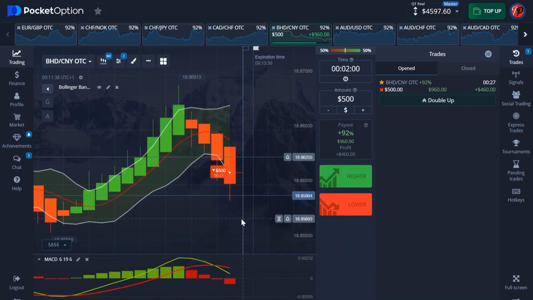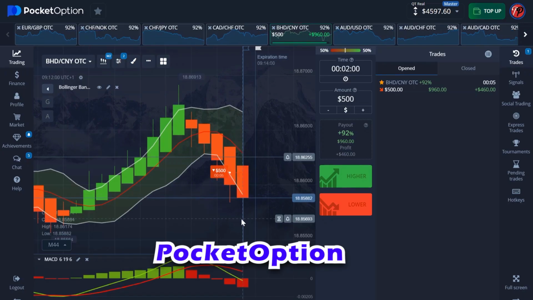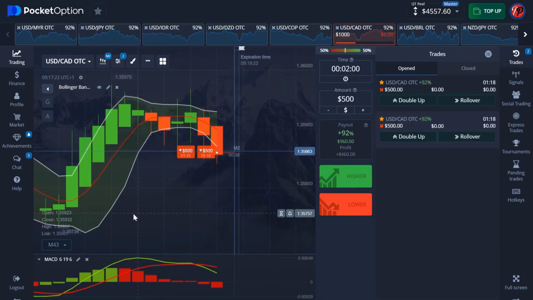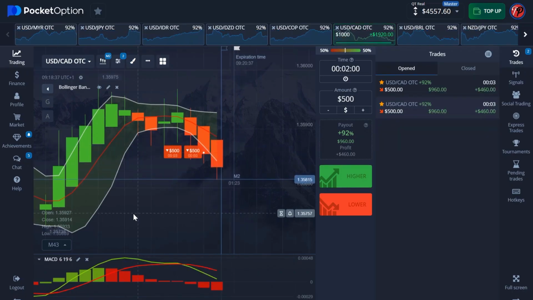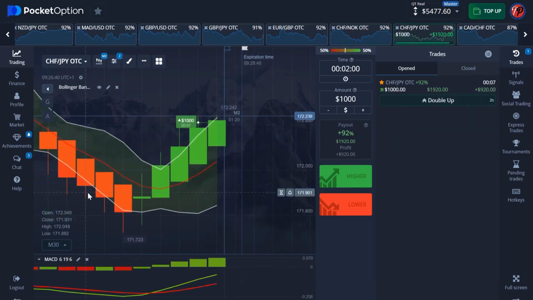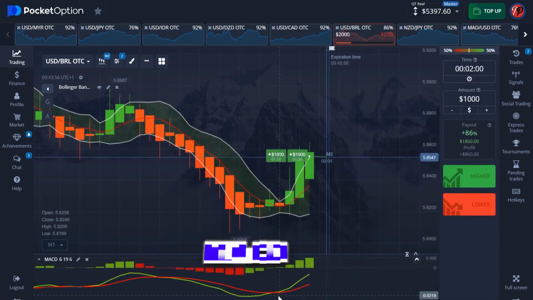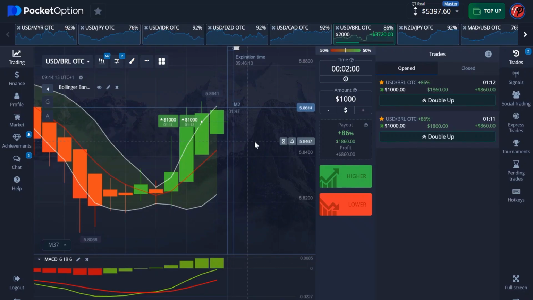In today's video I'll be trading again with Polkadot option, and over here I'm using a 2-minute strategy with these particular indicators. I'm making use of two indicators. The first indicator I use is called Bollinger Band, and the second indicator is called MACD, and these are the settings of my Bollinger Band.